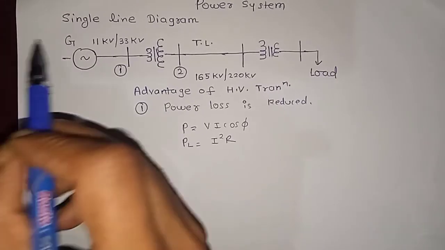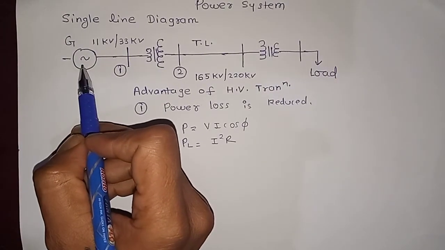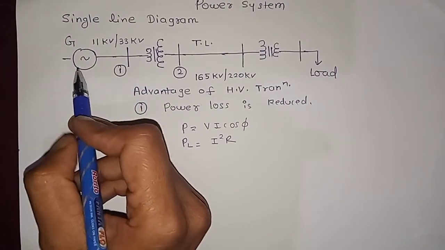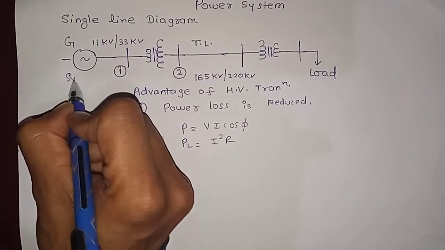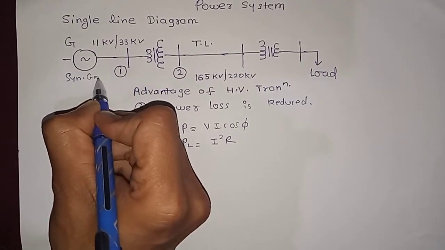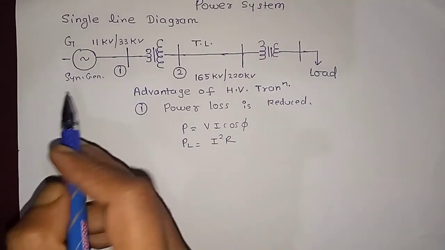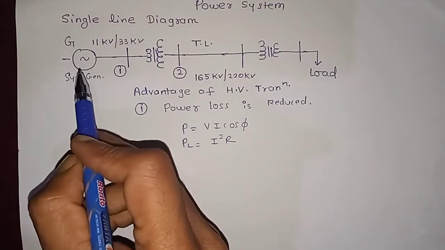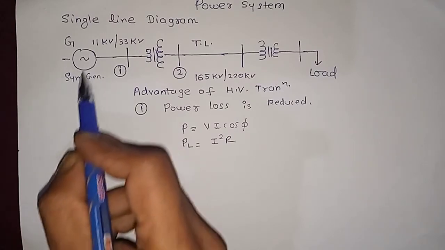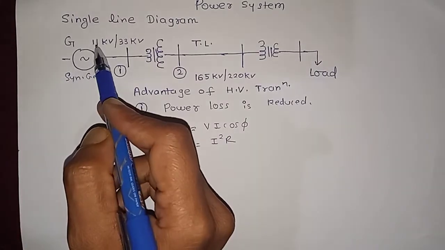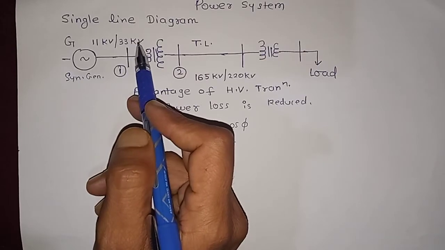You can see here, power is generated by using a generator. That generator may be a synchronous generator, because it has high voltage and power production. So that generator will generate the voltage. It can be 11 kV or 33 kV.